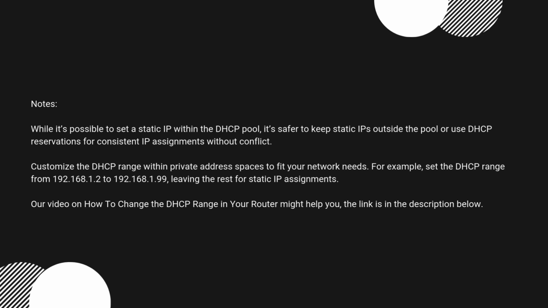Customize the DHCP range within private address spaces to fit your network needs. For example, set the DHCP range from 192.168.1.2 to 192.168.1.99, leaving the rest for static IP assignments. Our video on how to change the DHCP range in your router might help you. The link is in the description below.